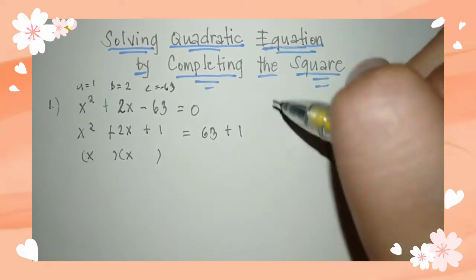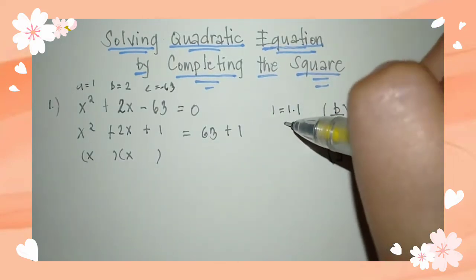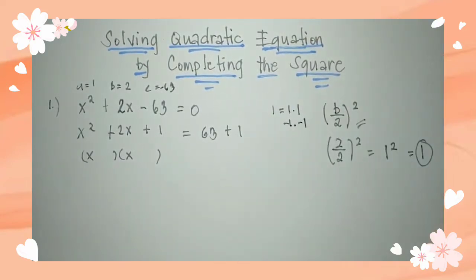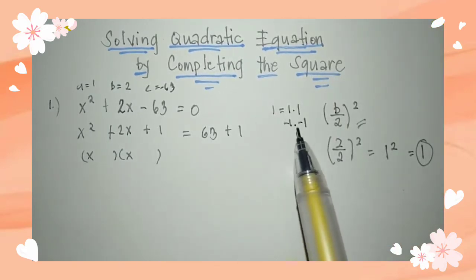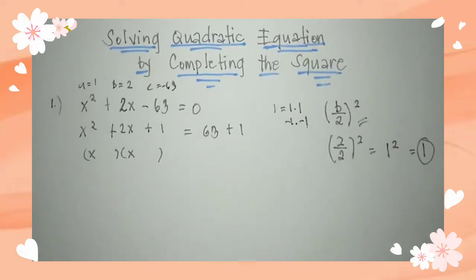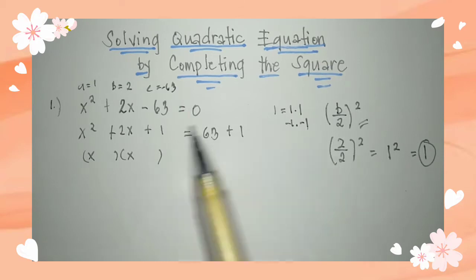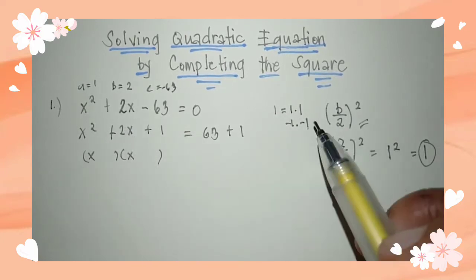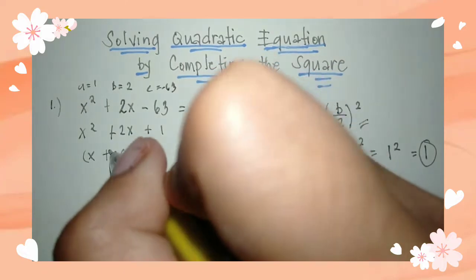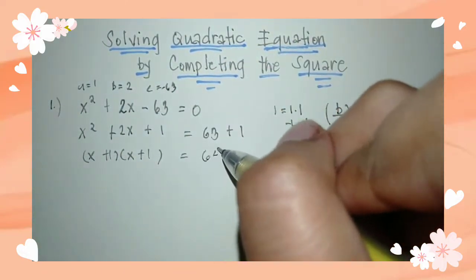So, 1 times 1, factor ni 1, 1 times 1, or negative 1 times negative 1. Tama? 1 times 1 is positive 1, negative 1 times negative 1 is positive 1. Pero, pag inadd ba natin si negative 1 plus negative 1, positive 2 ba ang magiging sagot? Hindi. Kapag inadd natin si 1 plus 1, positive 2 ba? Alright, tama. Yun na yung magiging factor natin. X plus 1 is equal to 63 plus 1 is 64.